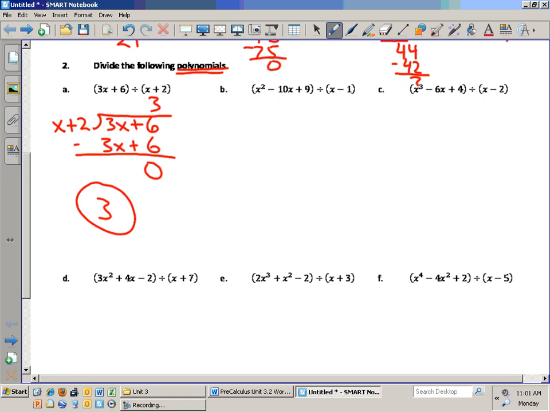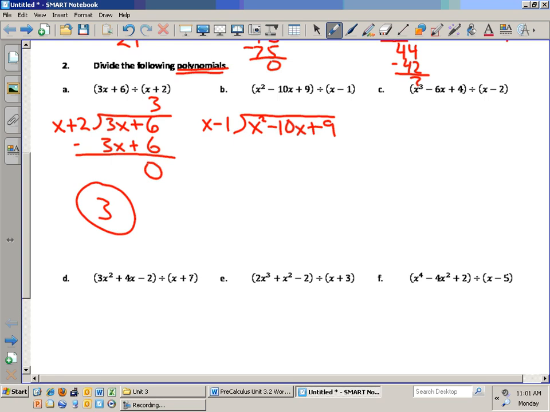Let's try something slightly more difficult. x minus 1 divides into x squared minus 10x plus 9. Now I'm seeing if a binomial divides evenly into a trinomial. And I always start by asking, does the first term go into this first term? Does x go into x squared? How many times? x. Or the other way of asking it, what would you multiply x by to get x squared? We will multiply it by x.